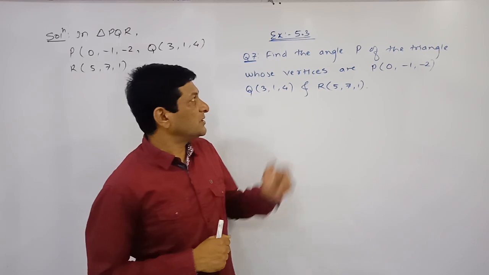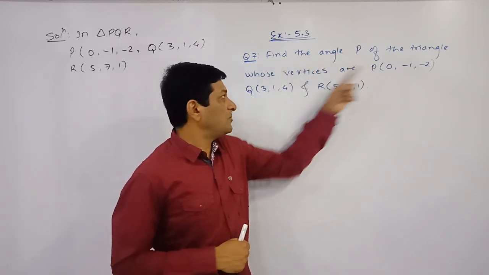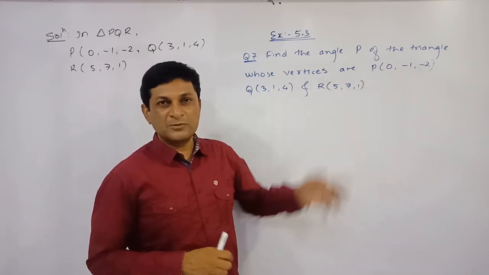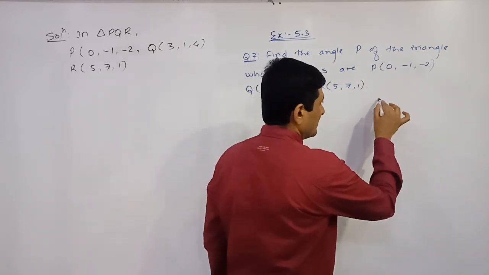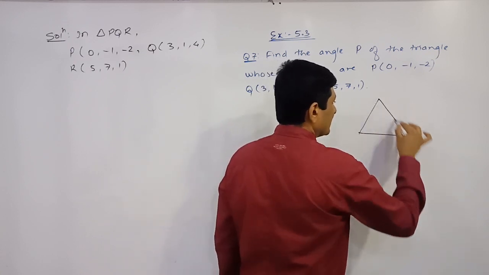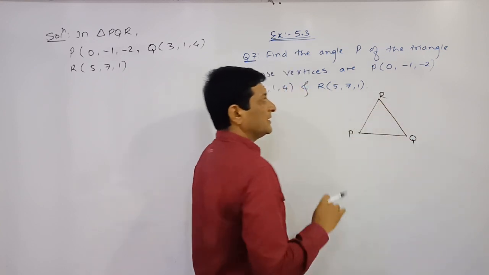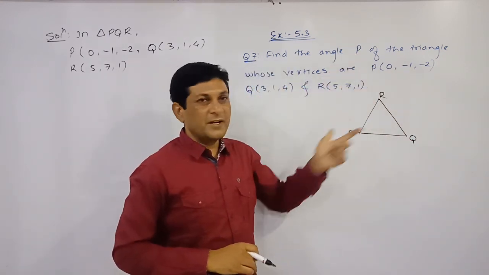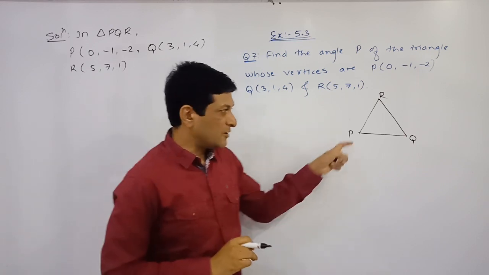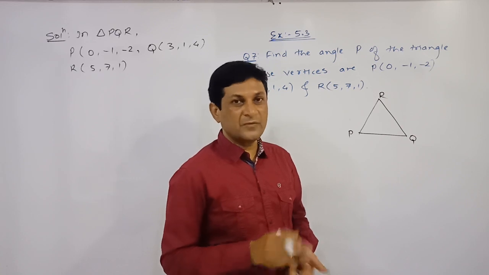See, in this question we have to find out angle P of the triangle PQR. Coordinates of the three vertices of this triangle are given to us. Means here, if you observe, one triangle PQR is given to us, and the question is to find out angle P using the coordinates of these three vertices. The coordinates of PQR are given, but we have to find this angle using the vector method.